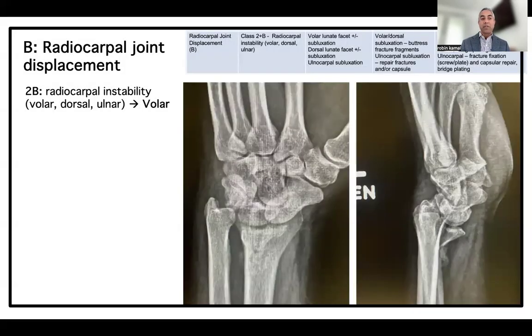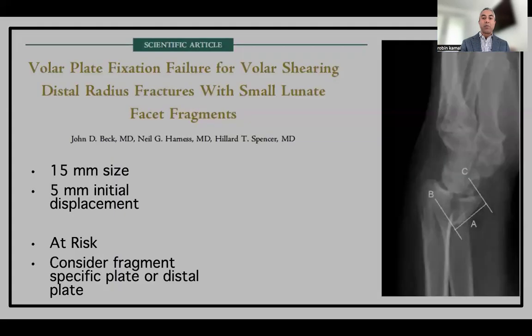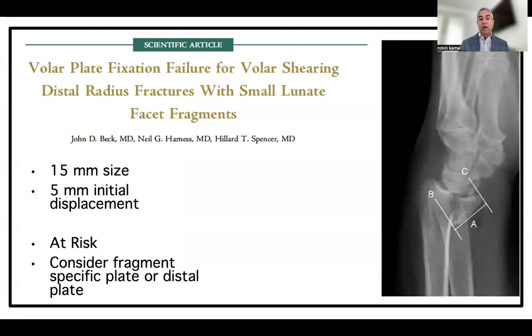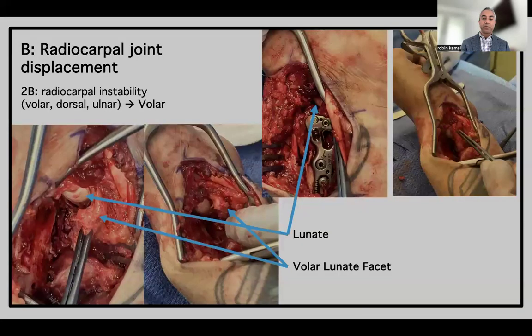Here's another example of a 2B, an intra-articular fracture with radiocarpal instability, but this is volar. This is your classic volar lunate facet fracture that was described by a number of different authors and further specified by Beck in terms of the size of fragment that is at risk for escape with a standard volar plate, somewhere around 15 millimeters. And so here you're again paying more focused attention on this fracture pattern in terms of using something fragment specific or a distal type of plate.